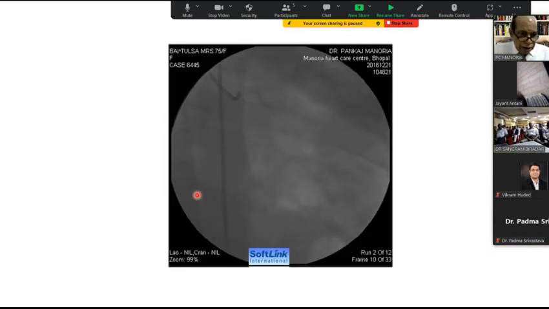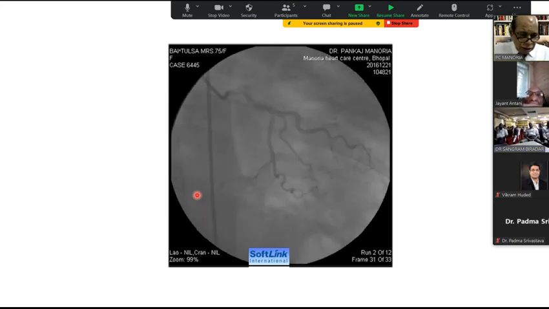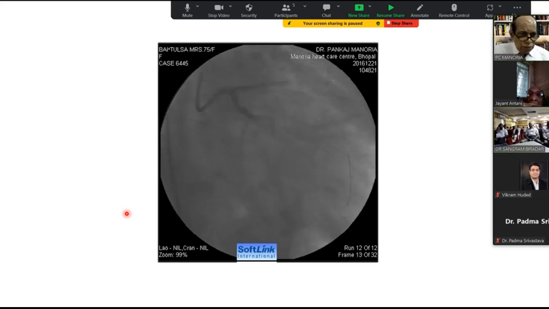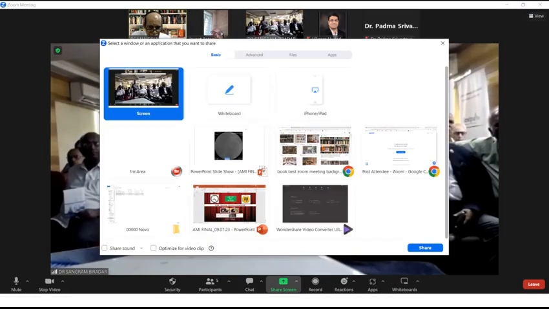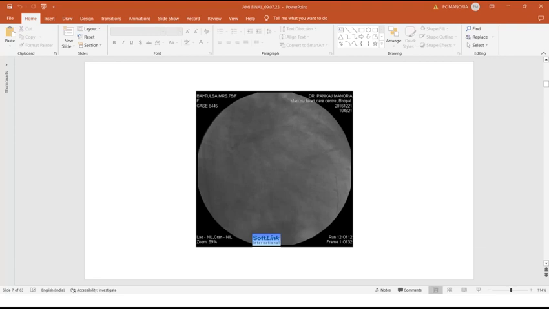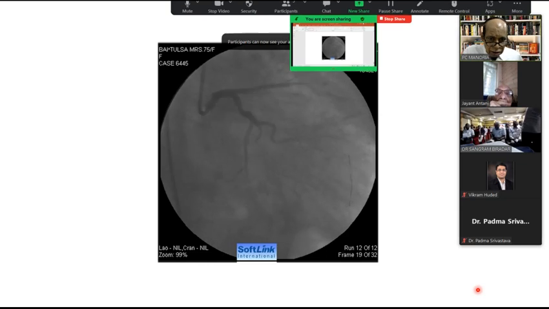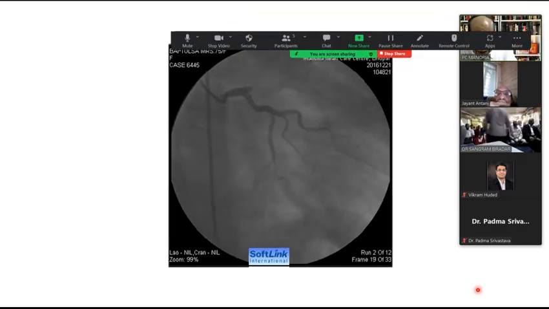Dr. Manoria, your slides are not moving. Kindly share. Are you able to see the video? Now here you can see this patient has a proximal LAD occlusion, and the slides are not moving. I'll share it again. Stop sharing. Now they are moving.